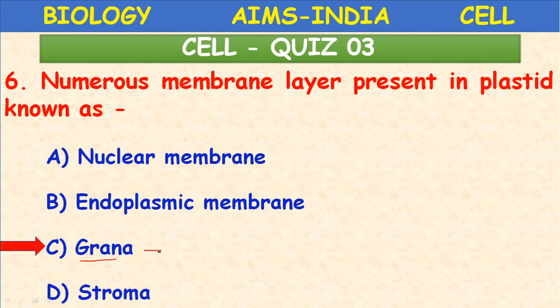Grana consist of, what are those membranes called? Thylakoids. Thylakoid membranes are disc-like membranes piled one over the other like bricks. So they are called thylakoids or thylakoid membranes. They contain the green pigment chlorophyll, so it is the site of light reaction. The numerous membrane layers present in the plastid are known as grana.